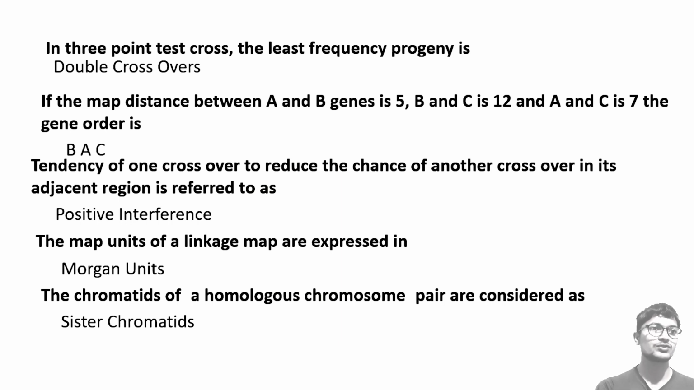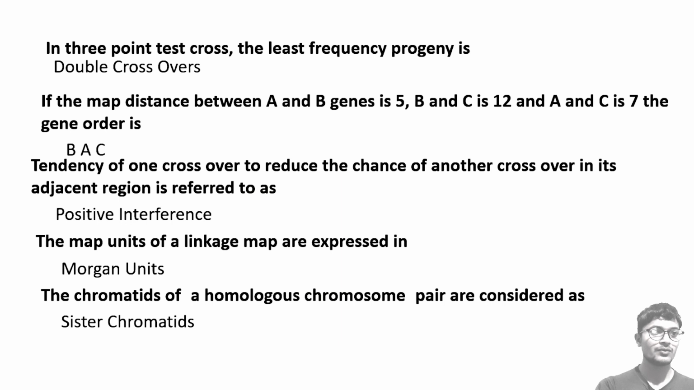Clear? Next question. The map unit of linkage map is expressed in? Answer is Morgan unit. Clear? Next question. The chromatids of homologous chromosome pair are considered as? Answer is sister chromatid. Clear?